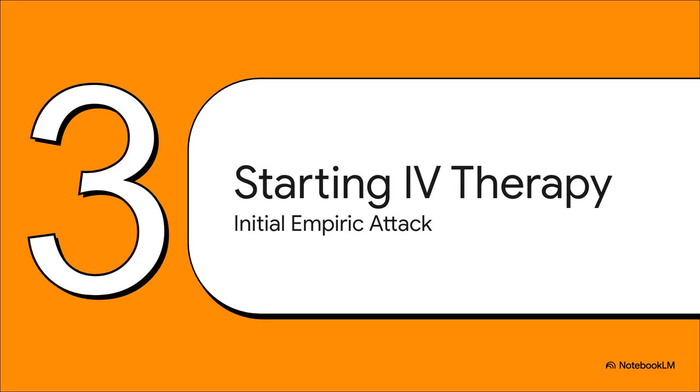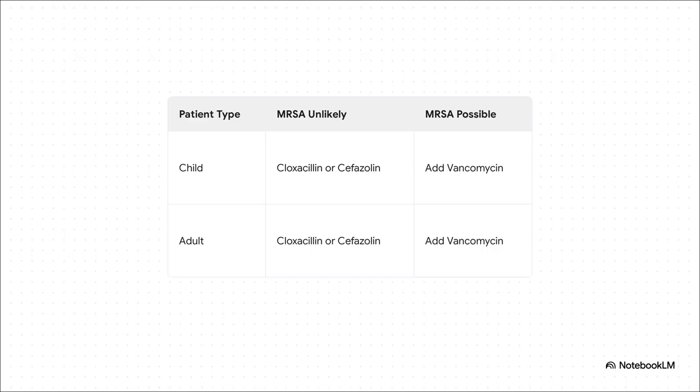Okay, so the cultures are off to the lab. While we're waiting for those results, it's time to launch that first attack with empiric IV therapy, making our best guess at the most likely culprits. This table really simplifies our starting options. For osteomyelitis that spreads through the blood, our number one suspect is almost always Staph aureus. So we'll start with a workhorse antibiotic like cloxacillin or cefazolin. Now, the big question you have to ask is, is MRSA a possibility in my area? If the answer is yes, you're going to add vancomycin to the mix right from the get-go.